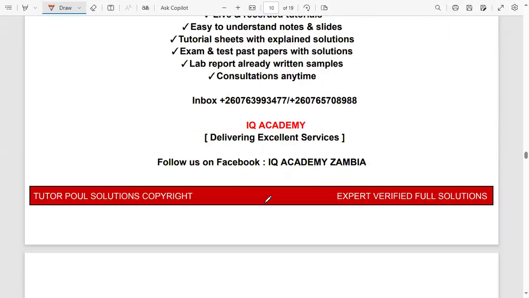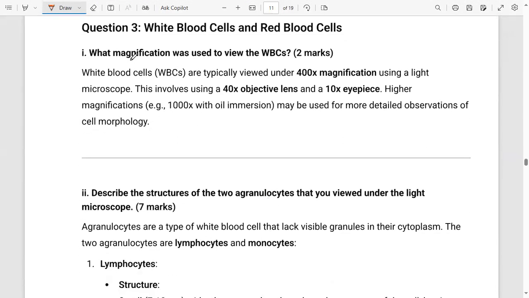The first question is what magnification was used. Blood cells are typically viewed under 400x magnification using a light microscope. How do you come up with this 400? It will be a 40x from the objective lens and a 10x from the eyepiece where you're viewing. You multiply that and it gives you 400.